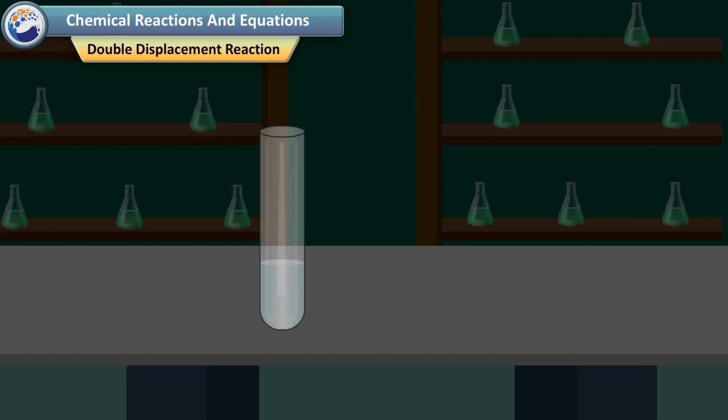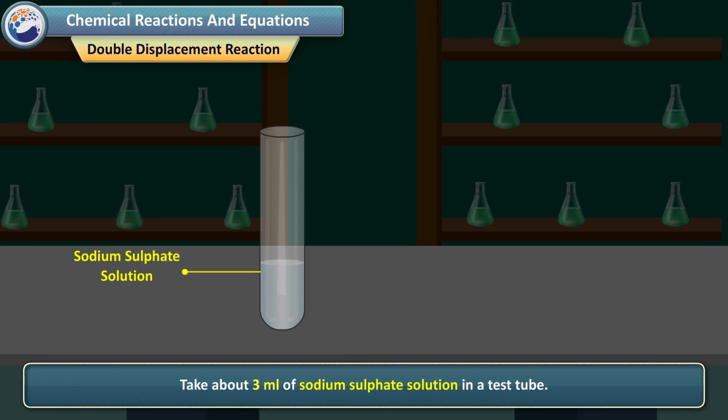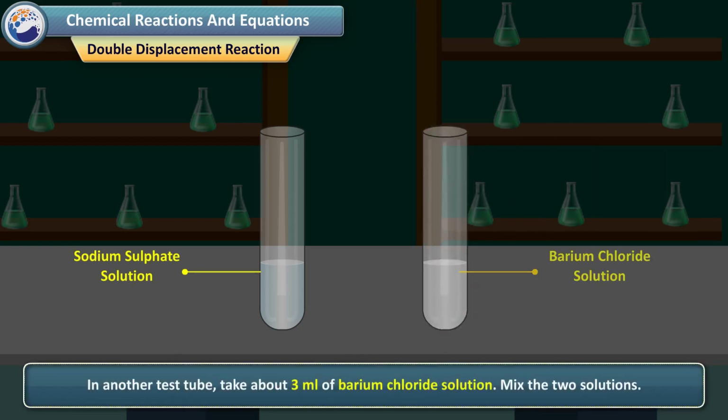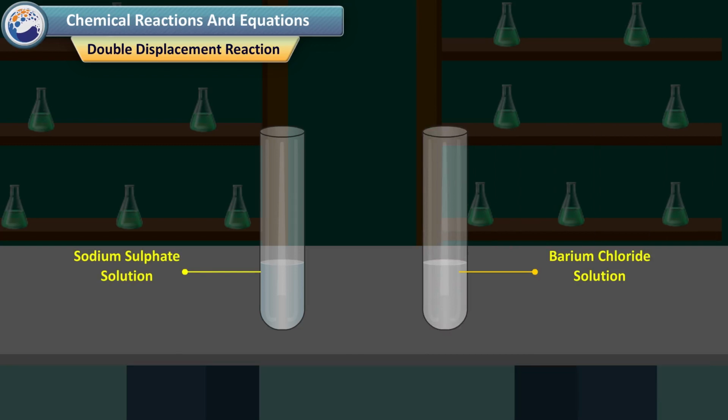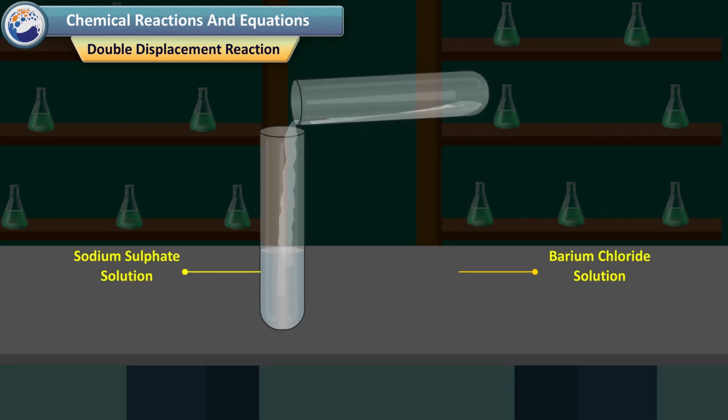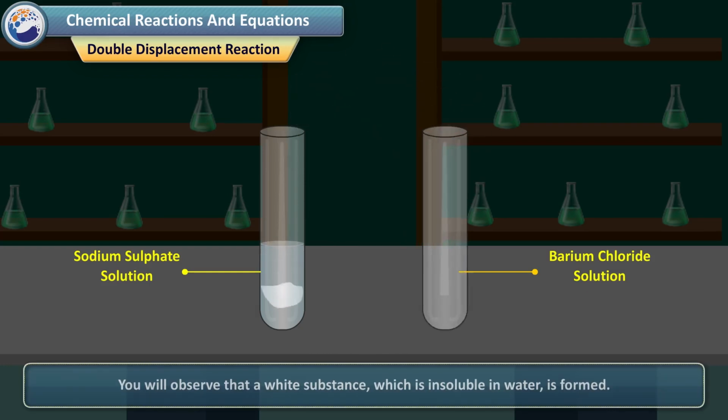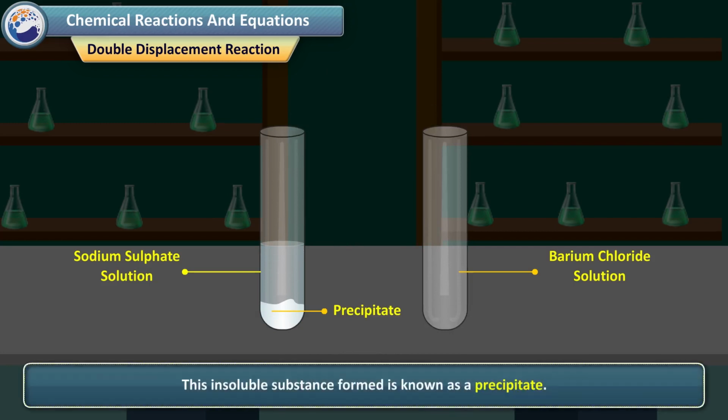Double displacement reaction. Take about 3 ml of sodium sulfate solution in a test tube. In another test tube, take about 3 ml of barium chloride solution. Mix the two solutions. What do you observe? You will observe that a white substance, which is insoluble in water, is formed. This insoluble substance formed is known as a precipitate.